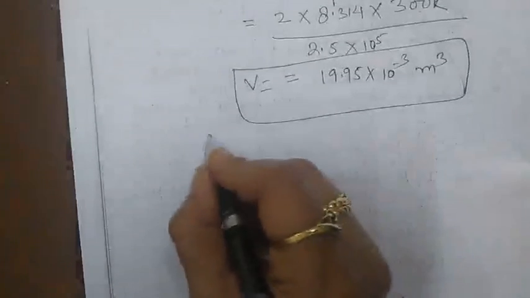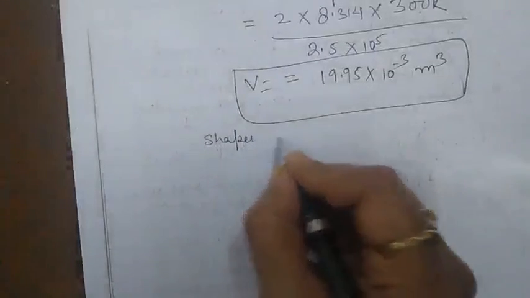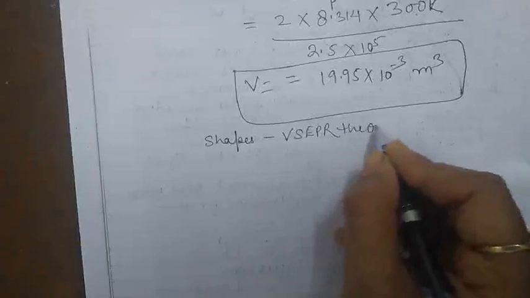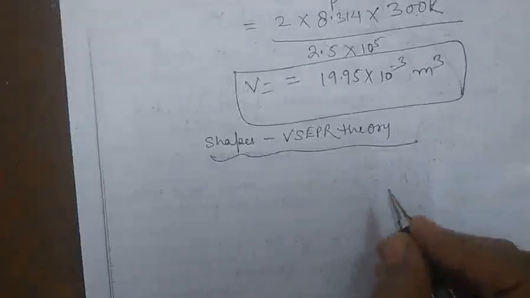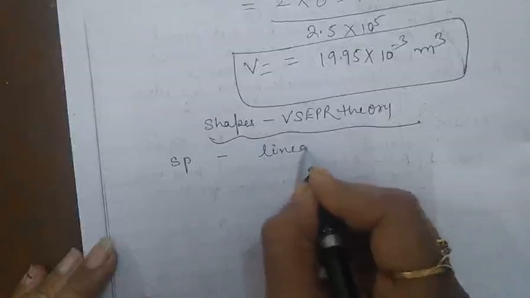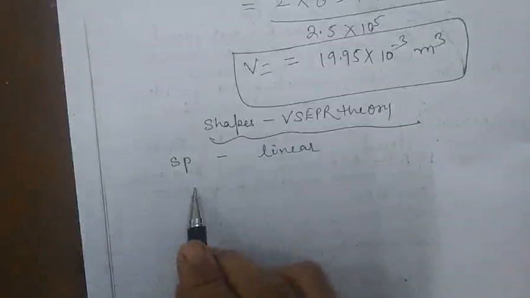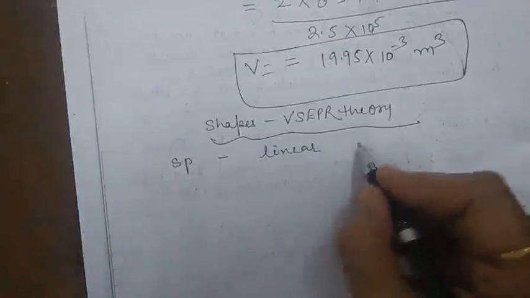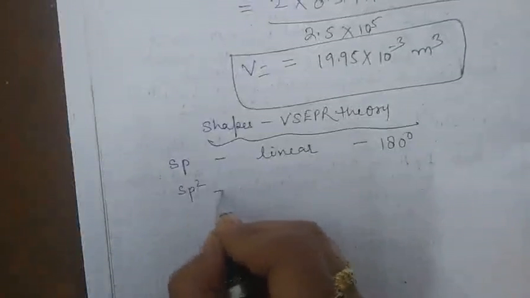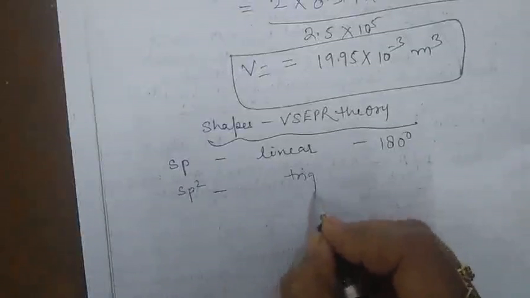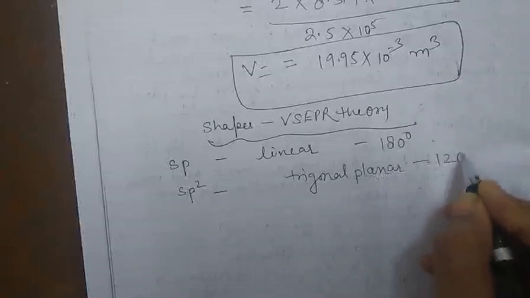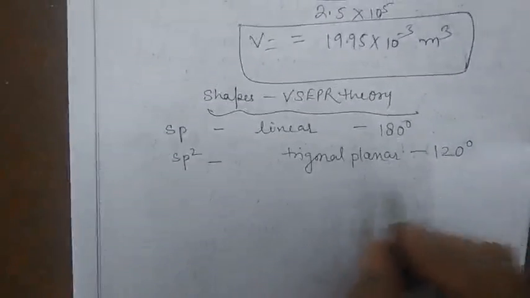Now let us discuss the shapes of molecules on the basis of VSEPR theory. So we know that if the hybridization is sp, the shape is linear and the angle is 180 degree. And if the hybridization is sp2, the shape is trigonal planar and the angle is 120 degree.